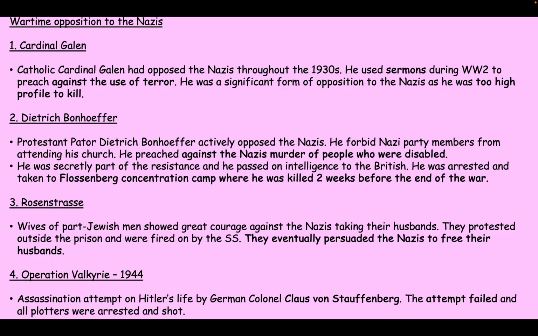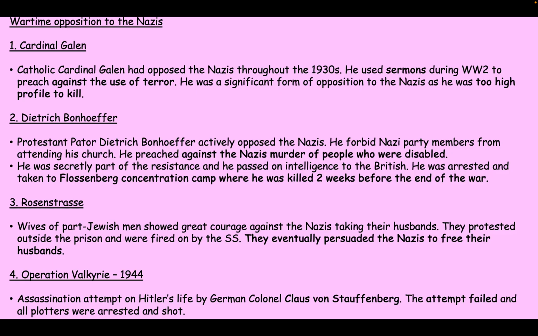He's a significant form of opposition, but even by the time of the war, he's still too high profile to kill. Towards the end, Cardinal Galen ends up being pretty much under house arrest. He can't leave his house because he does fear for his safety.